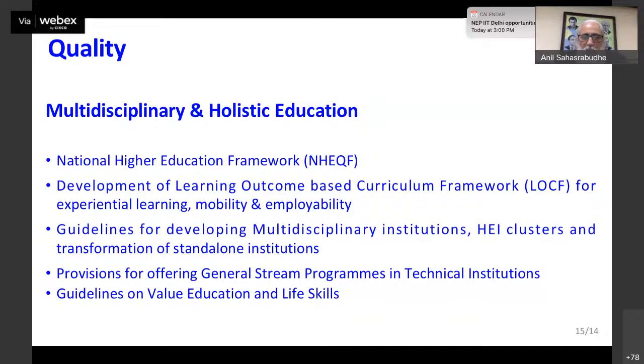As I said, there is a body called, one of those verticals in the Higher Education Commission of India is the General Education Council. It gives what are the outcomes to be achieved, and for that to achieve, what is the framework of curriculum? And in terms of both experiential learning, theoretical learning, mobility, employability is to be taken care of. All institutions should become multidisciplinary, not easy.